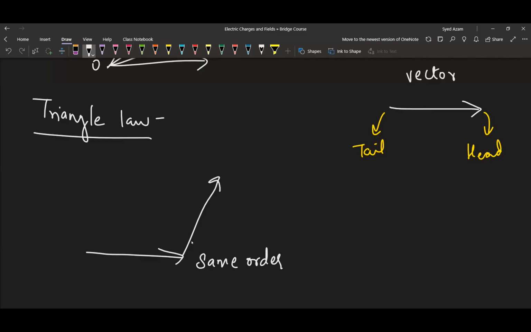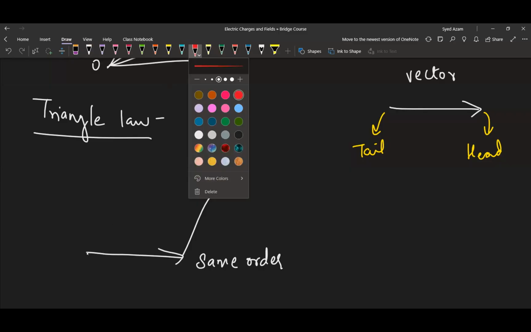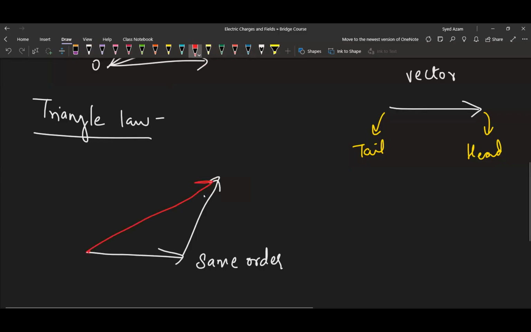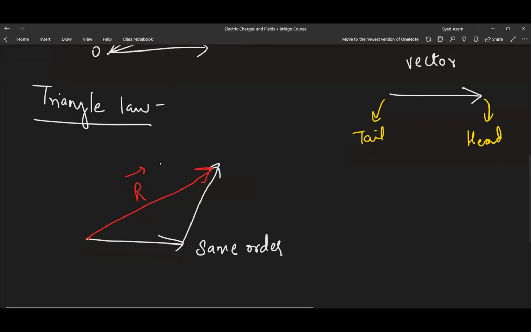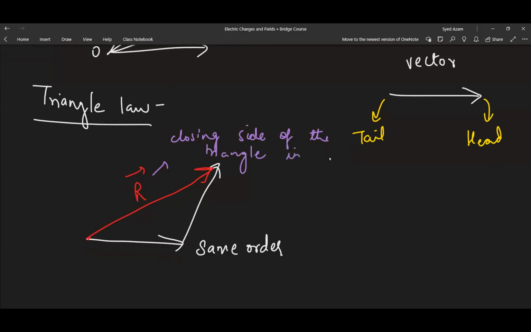So look, this is not coinitial. They do not have the same starting point, right? Both of these are not coinitial. So here the resultant is given by the opposite side of the triangle, that is the closing side. And that too taken in the opposite order. So the resultant is given by the closing side of the triangle in the opposite order.